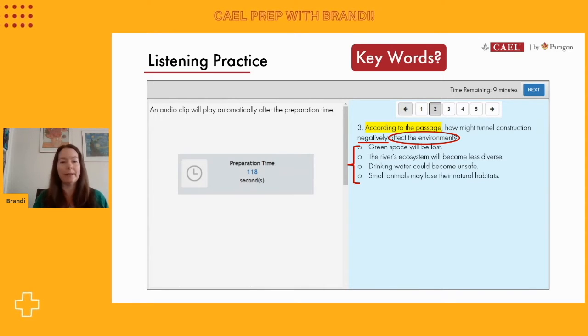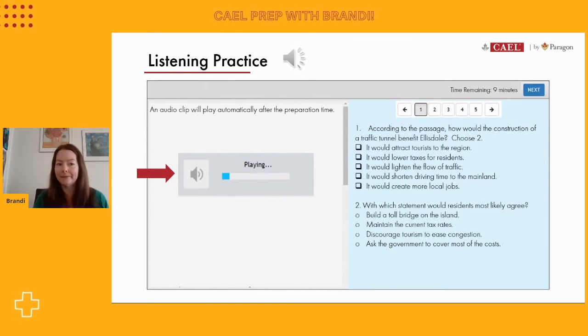So again, you would use your prep time to get through as many questions as are presented to you. On a short listening passage on CAEL, there will only be about 3 questions. But again, on a longer passage, you have approximately 11 questions to navigate. And you'd have more prep time, of course, too, in the longer sections.